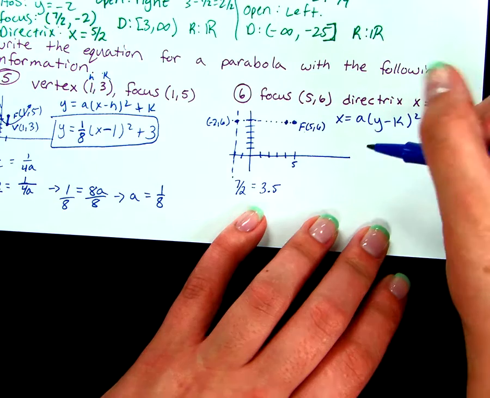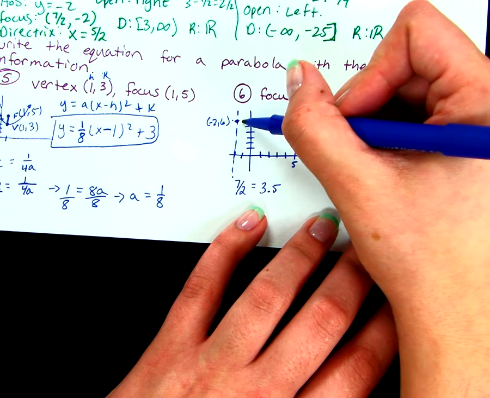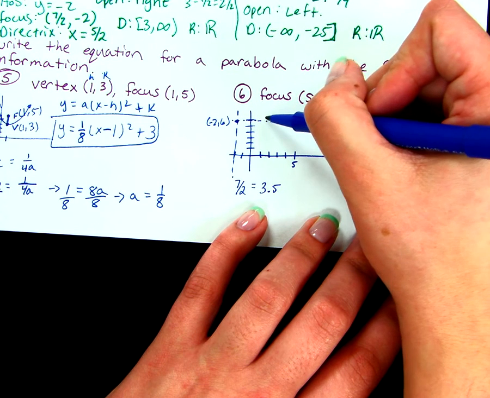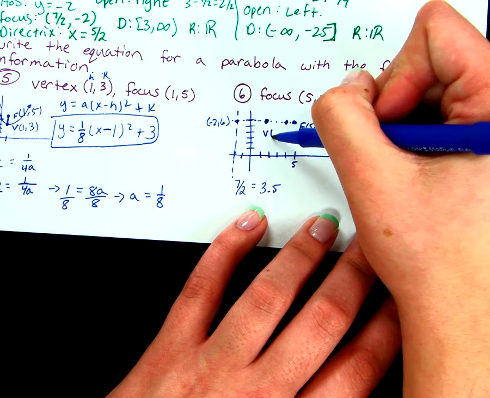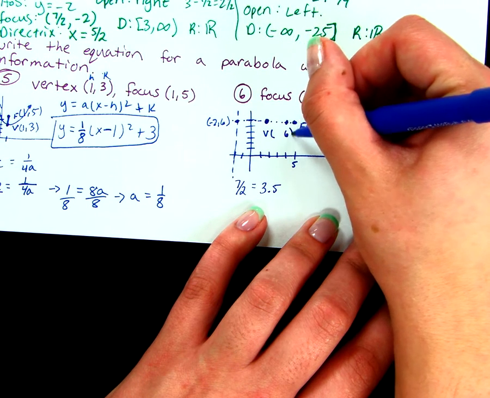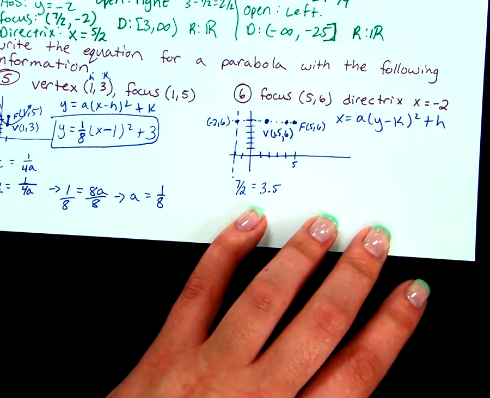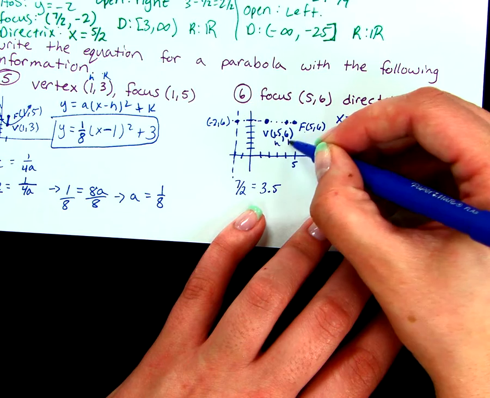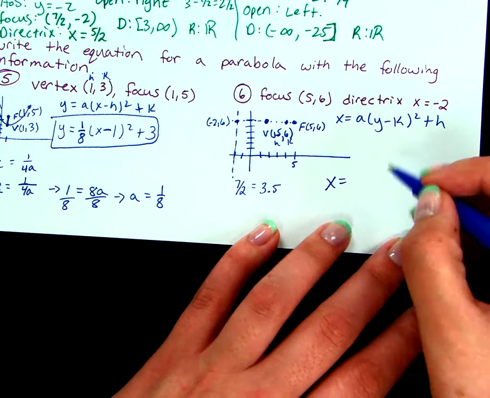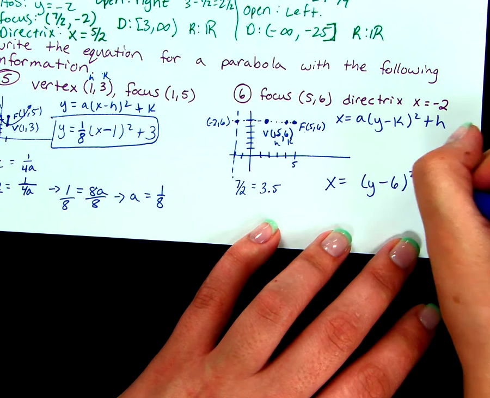Now from one of them, we need to count 3.5 towards the other. If this is at -2, I go 1, 2, 3, and then halfway. So here's the vertex. The k value has to be 6, and h is going to be 1.5. So this is our h and k, and I'm just going to leave it as a decimal. So we will have x equals (y minus 6) squared plus 1.5.